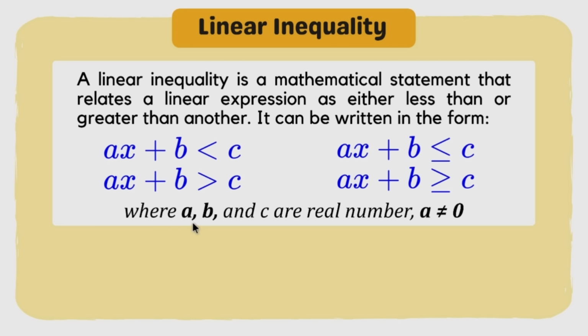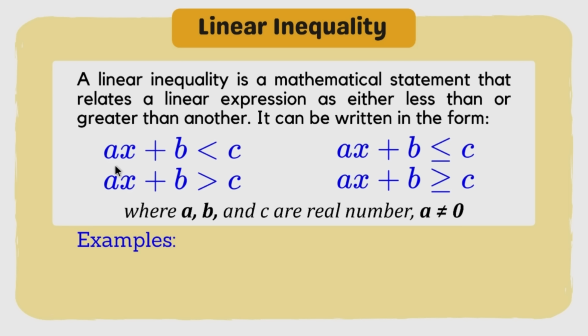Where a, b, and c are real numbers, and a is not equal to 0. So I repeat, yung a, b, and c natin dito, these are all real numbers. Hindi pwedeng maging 0 yung ating numerical coefficient, our leading coefficient.